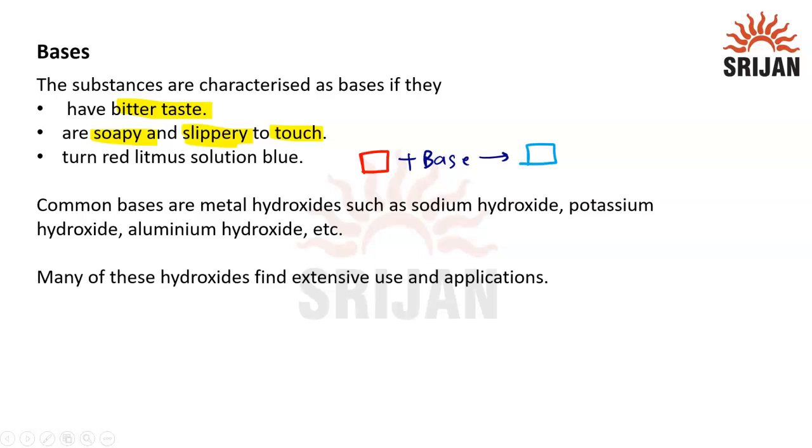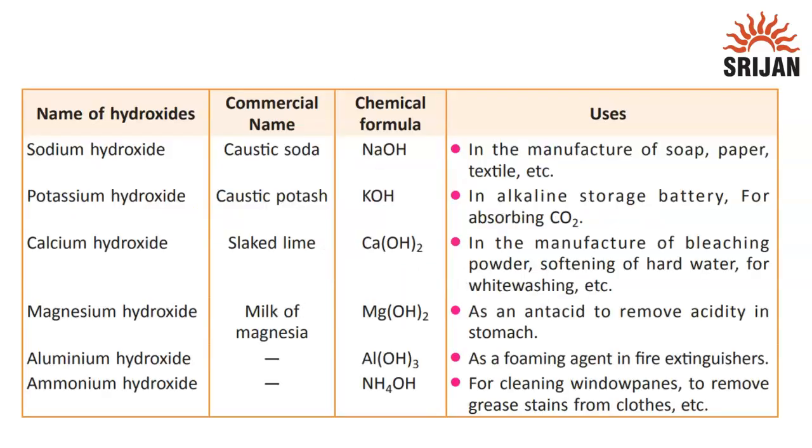Now, common bases we have are metal hydroxides. So the metal hydroxides are generally bases. Suppose we have sodium hydroxide, potassium hydroxide, and aluminum hydroxide. We will see their formulae on the next pages. So these are three metal hydroxides. The metal here is sodium, potassium, and aluminum respectively. Many of these hydroxides have extensive use and application in the industry. So let us see their use.